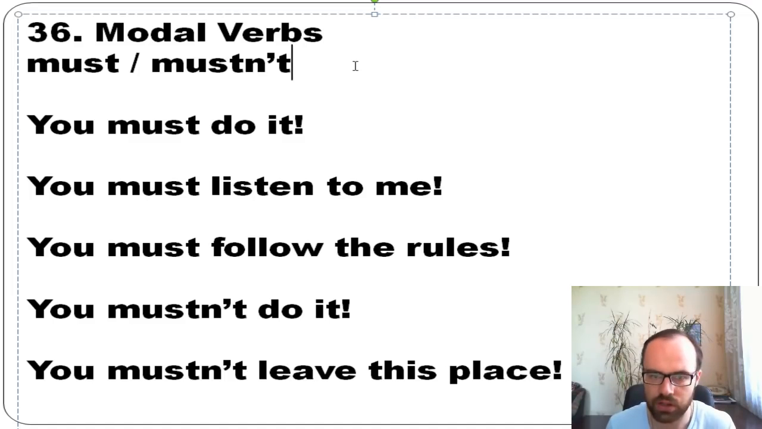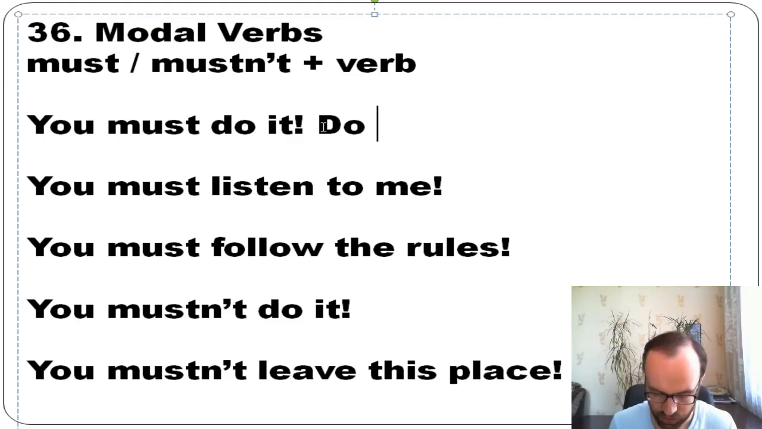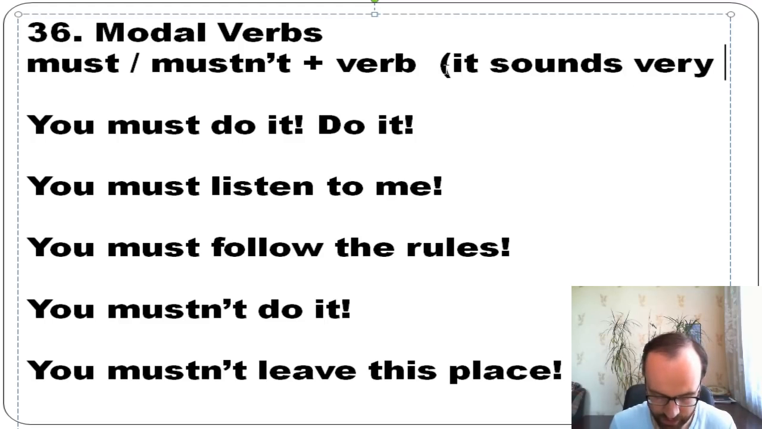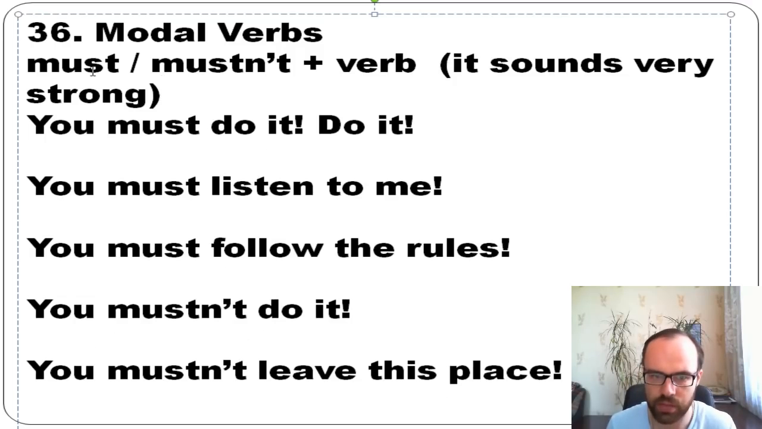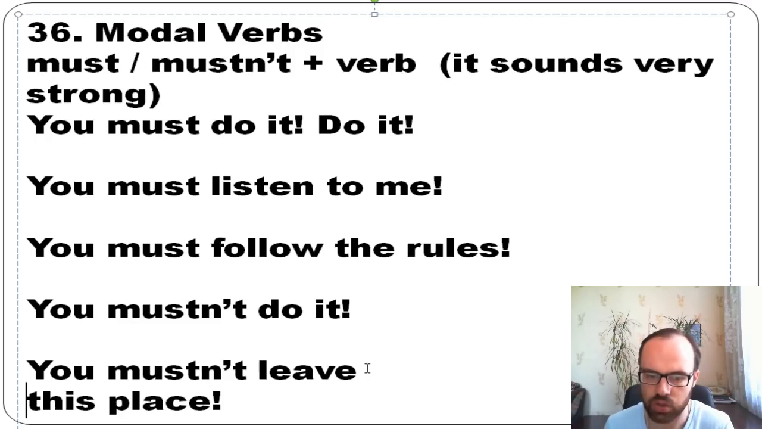Modal verbs. Must or mustn't plus verb. You must do it. So we can say do it, or you must do it. So it sounds very strong. So you don't use to. Must or mustn't plus verb. You must listen to me. You must follow the rules. You mustn't do it. You mustn't leave this place.